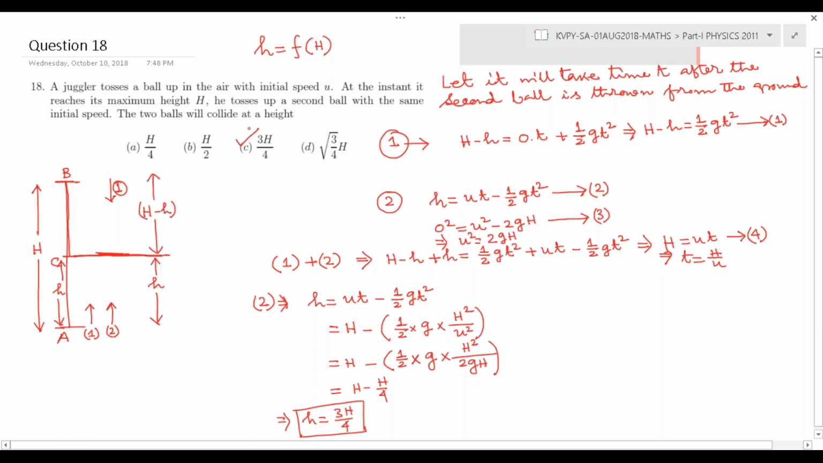Very classical question. I hope you have done this kind of problem while discussing motion in a straight line. Okay, so let's proceed to the next question. If you have any doubt in this question, please do let me know. Otherwise, let us proceed to the next question.